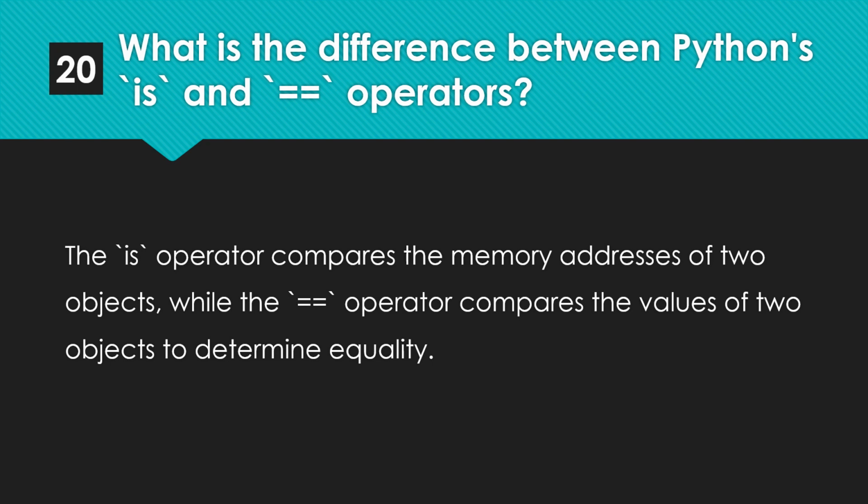What is the difference between Python's is and double equal operators? The is operator compares the memory addresses of two objects, while the double equal operator compares the values of two objects to determine equality.